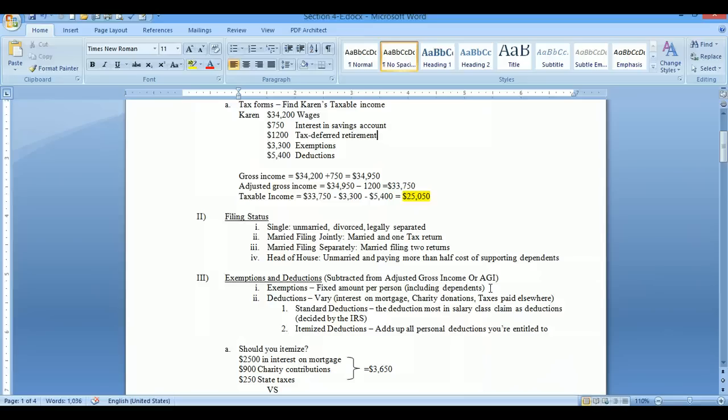Itemized deductions, this is when you go through all of your own records and you add up all of your own personal deductions that you're entitled to. And there are many deductions. That's why they have accountants and even the programs that you can buy on the internet to help you figure out the deductions. In most cases, though, the standard deduction will end up being a better deal.